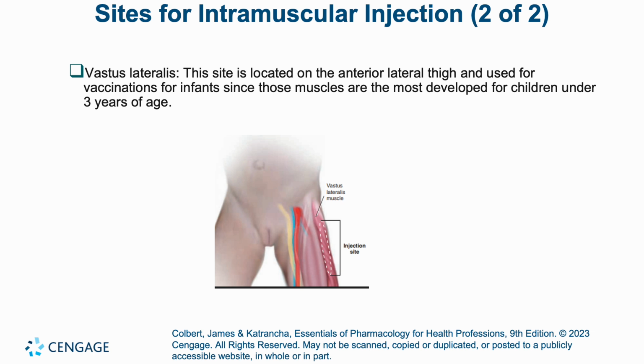This site is located on the anterior lateral thigh and used for vaccination of infants because those muscles are the most developed for children under 3 years of age. This is one that we use on adults as well. I usually use it if I have a slightly larger volume of fluid just because it's a larger muscle.